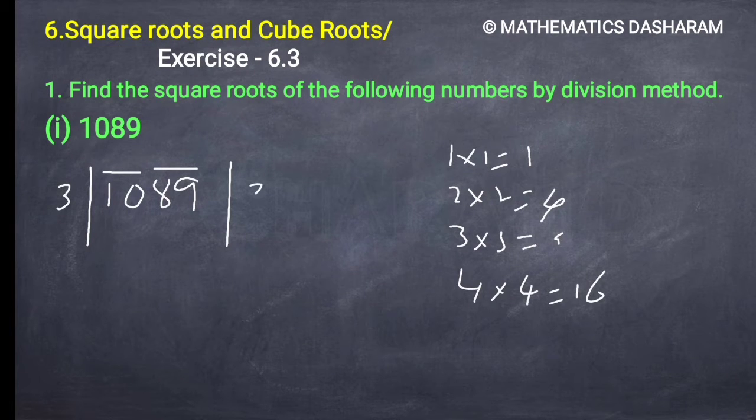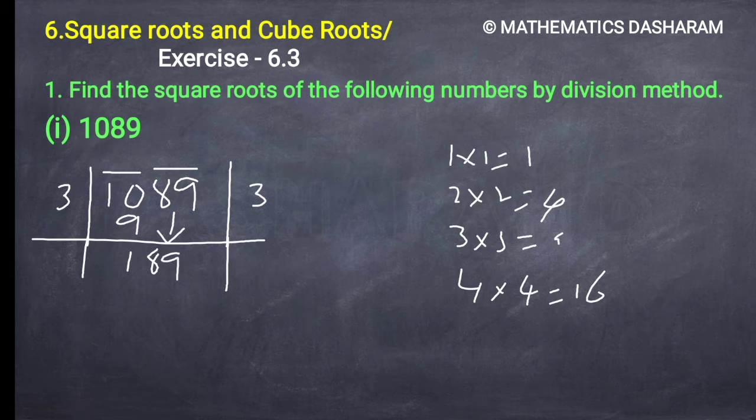So 3 into 3 is 9. So the remainder is how much? 10 minus 9 is 1. Now bring down the next pair, that is 89. So overall the number is 189. Now do twice of the quotient. So 3 into 2 equals 6.